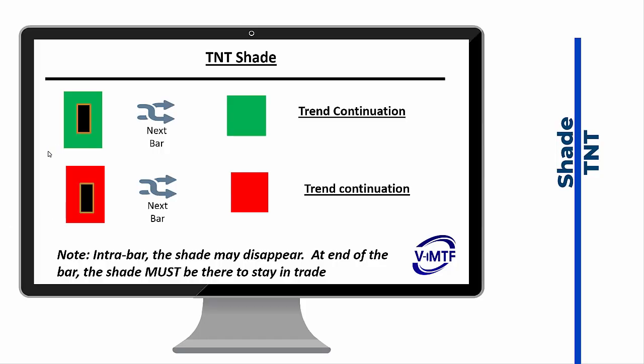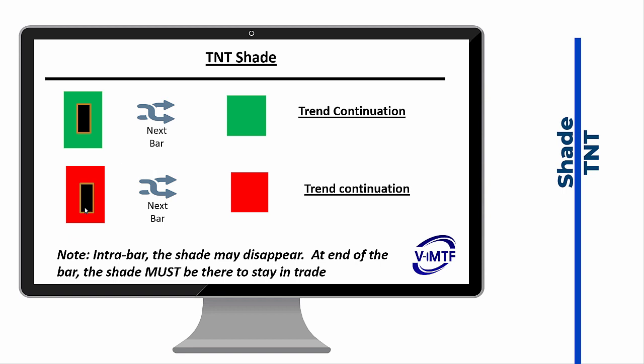Remember, this module covers the high probability TNT strategy. To have the high probability TNT strategy, you want to make sure there's a shade on that TNT bar. It could be green. If there's a shade on the TNT bar and it's green, that means on the next bar you're looking to buy for a trend continuation. If it's red on the next bar, you're looking to sell, to bet on it going down, and that would be trend continuation. To summarize, as long as there's a shade on the TNT, you know exactly which way to trade on the next bar.